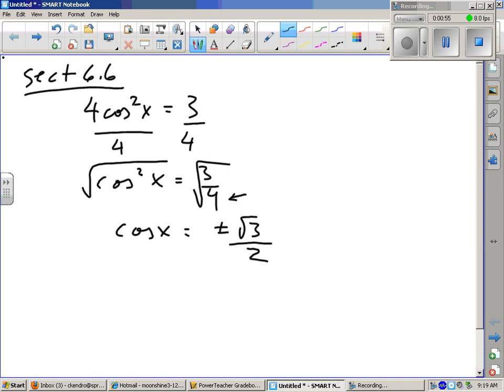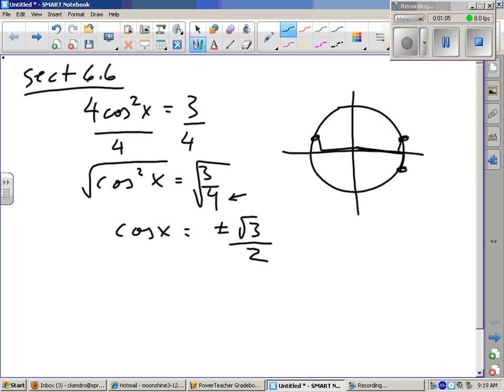Now where that happens, on the circle, cosine is square root of 3 over 2 here, negative square root of 3 over 2 here, a positive here, and a negative here. So all 4 places. So pi over 6, 5 pi over 6, 7 pi over 6, and 11 pi over 6. So those are all the solutions for that one.